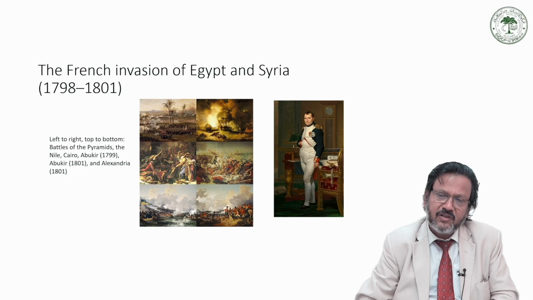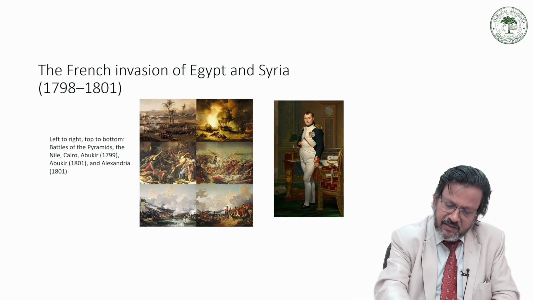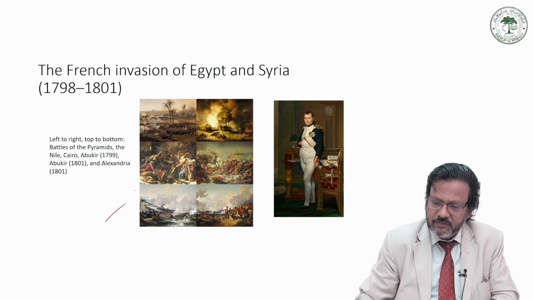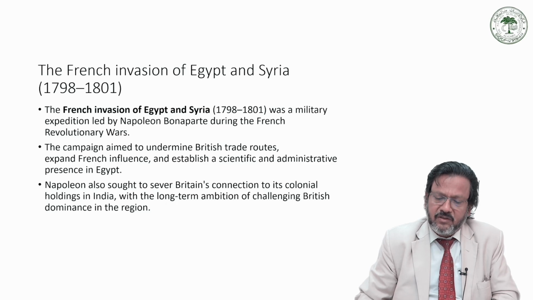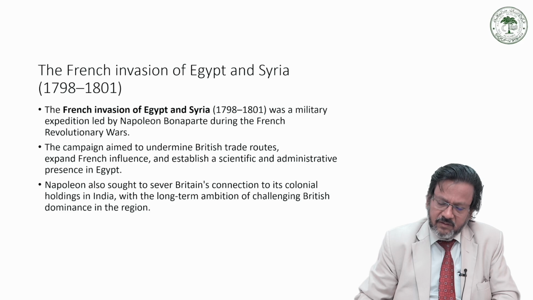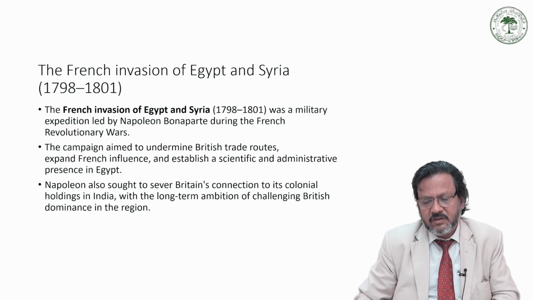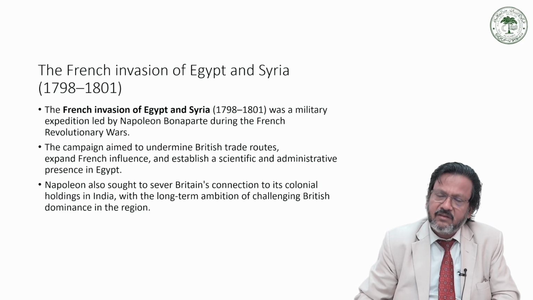There were several battlegrounds of Napoleon Bonaparte's Egyptian and Syrian war. The battles of the pyramids, the Nile, Cairo, Abu Qir, and Alexandria have been depicted in these pictures. And this is the image of Napoleon Bonaparte. The French invasion of Egypt and Syria extended from 1798 to 1801.